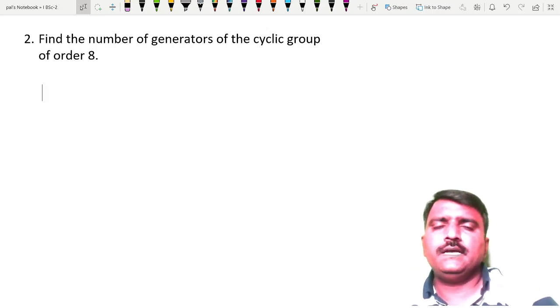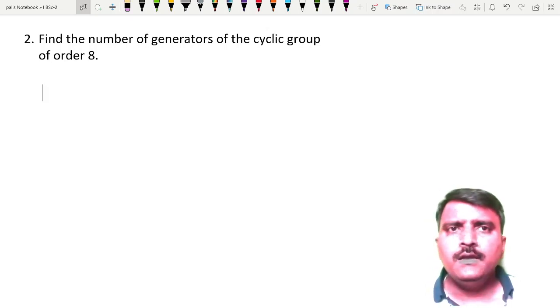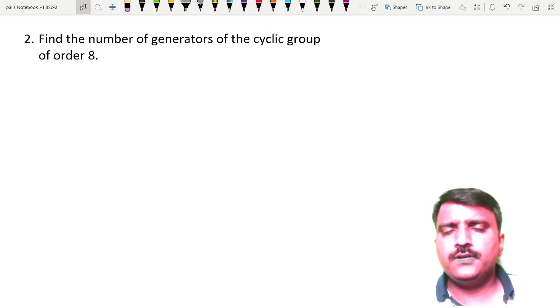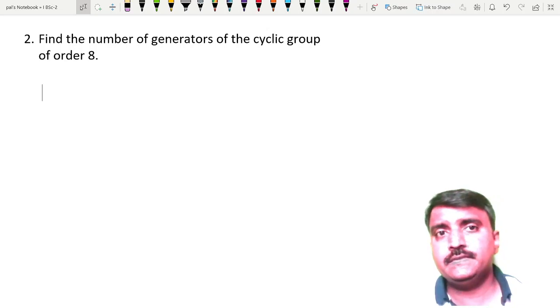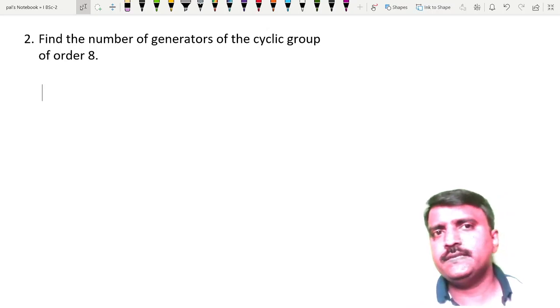So hi students, in last class we discussed some properties of the cyclic group. The last property is that a cyclic group of order D has phi of D generators. Based on that we can solve some problems. If you know the order of the cyclic group, we can find the number of generators and also find the generators of that cyclic group.